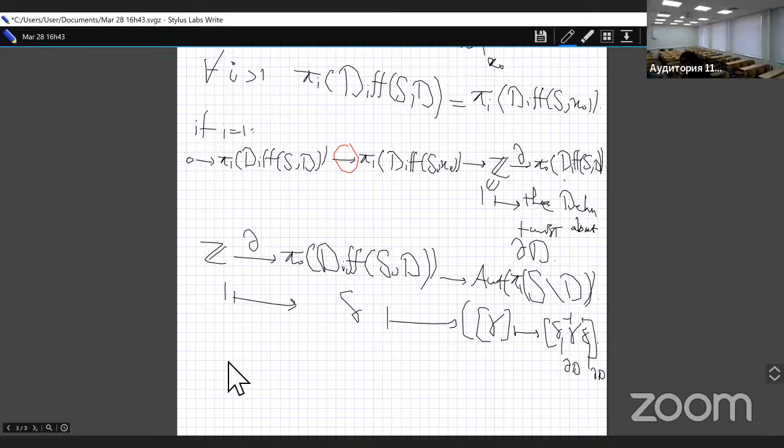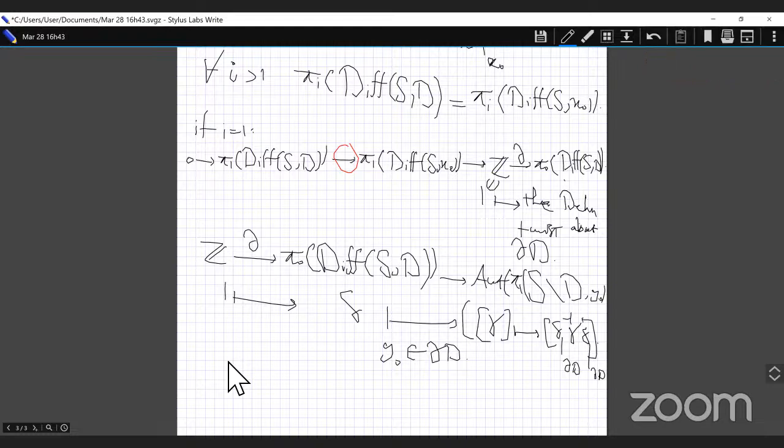Sorry, I forgot the base point. Take a base point y naught here. Let's take the base point at any point of the boundary, and we remove the interior of the disk then.